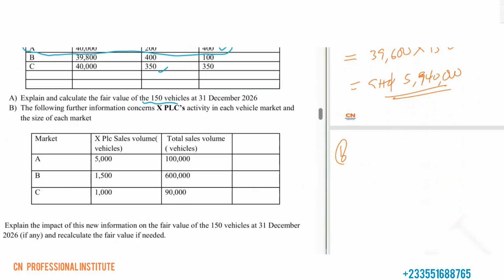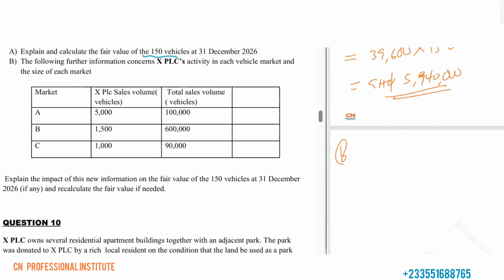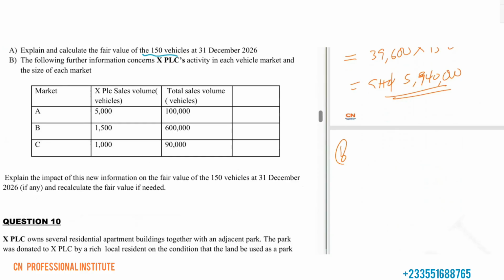In each vehicle market and the size of each market. And then it says explain the impact of this new information on the fair value of the 150 vehicles at 31st December 2026, if any, and recalculate the fair value if needed. So if you look at B, B has now given us what? Units. B has given us what? Sales volume. So you see, B has given us units or sales volume. And immediately you have sales volume or units, what comes to mind? Principal market. Because principal market uses what?